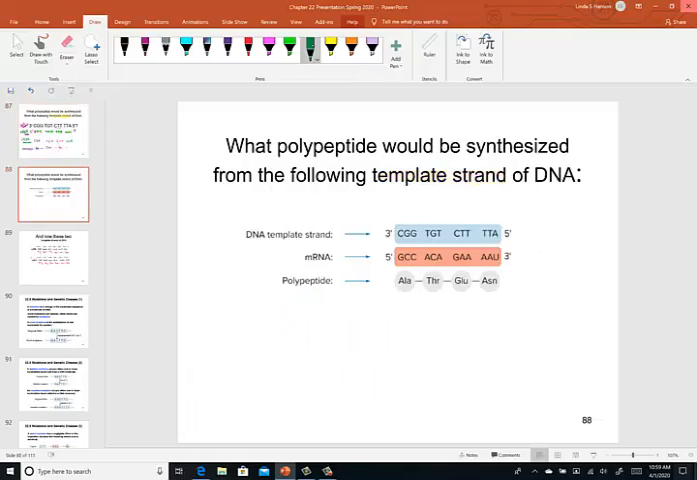We just built one where the messenger RNA contained codons, GCC coded for ALA, ACA coded for THR, GAA coded for GLU, and finally AAU coded for the amino acid ASN. We had 4 nucleotides building that polypeptide.